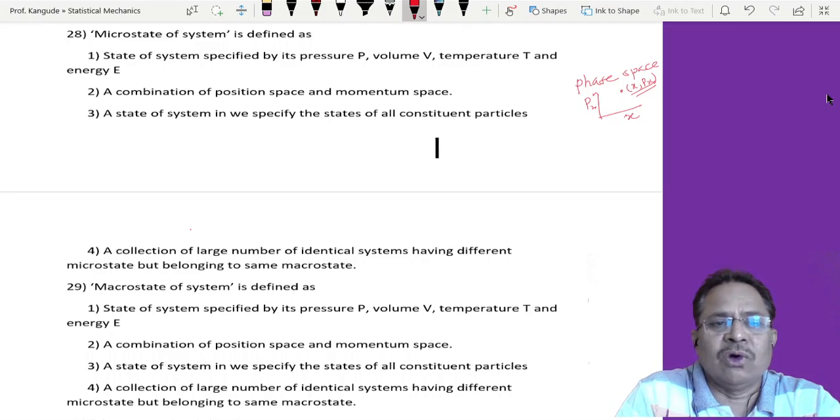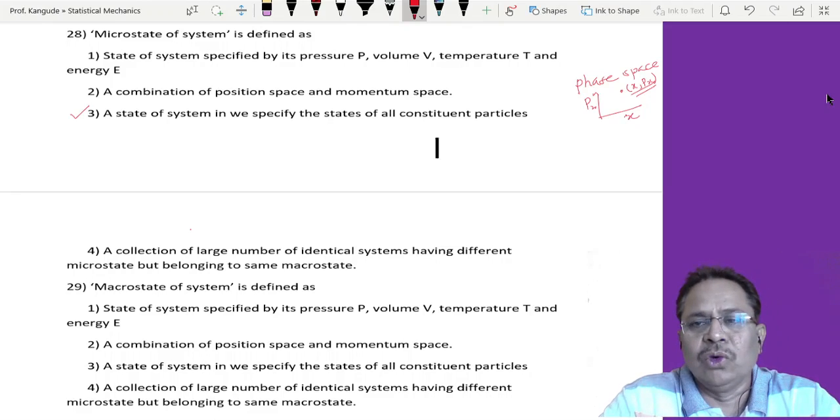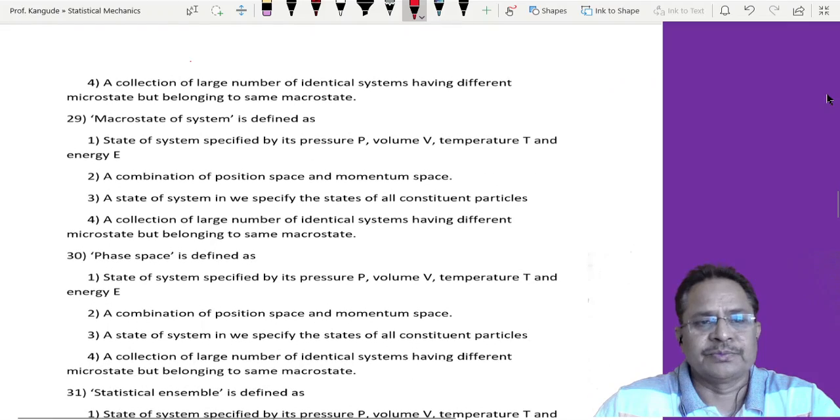A state of system in which we specify the state of all constituent particles. Depending upon how many particles there are, we specify their position and momentum coordinates specifically. That is called the microstate of the system. So for question number 28 the answer is option 3.